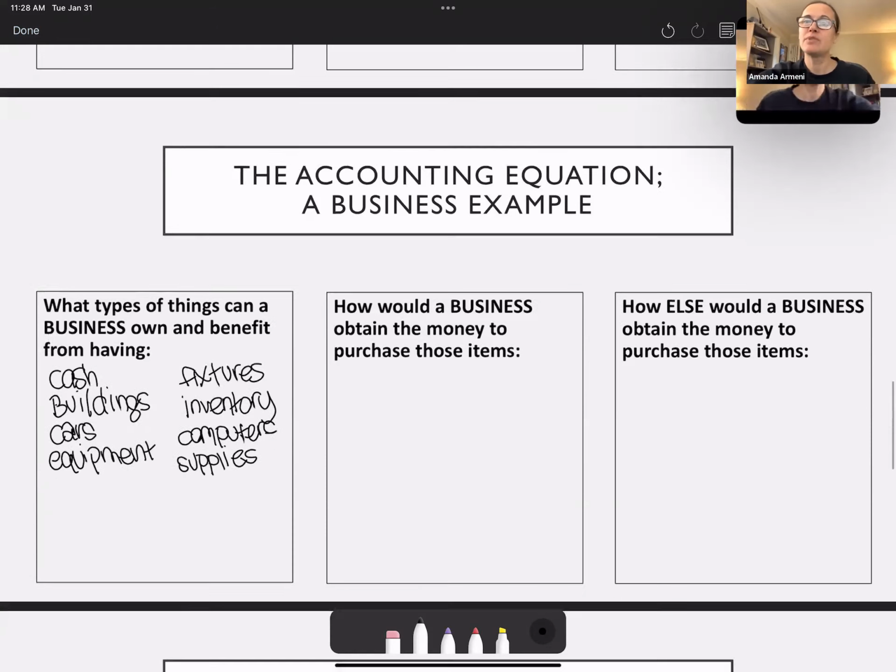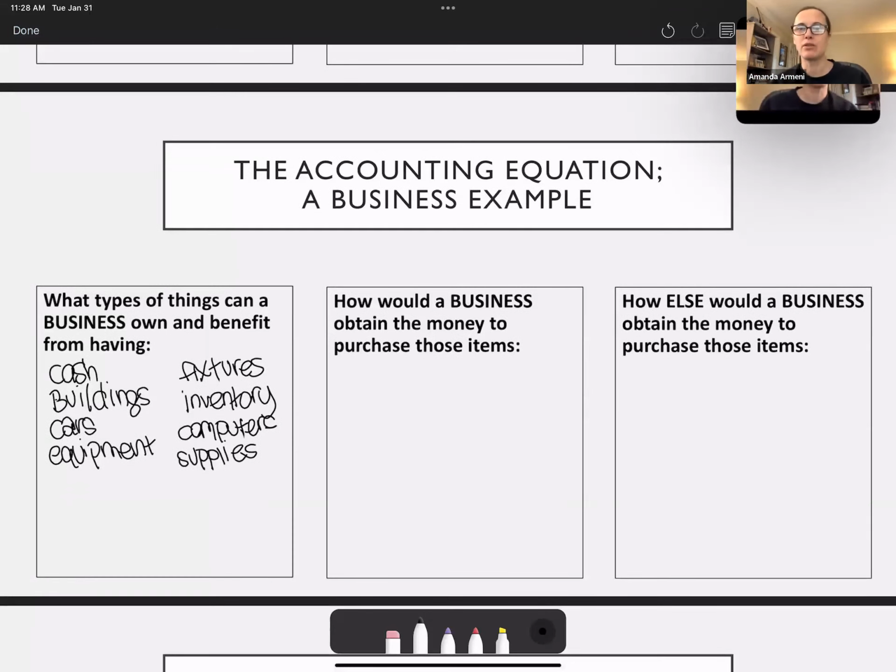Okay. So again, some similar to the personal example and some a little bit different because we're talking about a company. So now, how would a business obtain the money to purchase those things, right? They could, again, either take out loans or they could purchase those items and say, I'll pay you later, right? So say we want to buy some supplies for our office building. We could have a supplier, a vendor that we purchase supplies from, and they will give us the supplies even though we haven't paid them yet, right? We will pay them later.